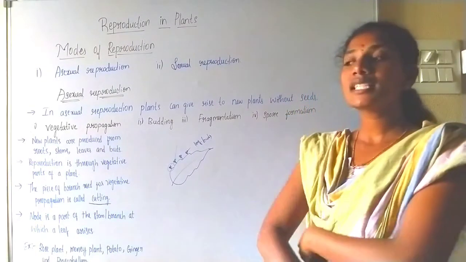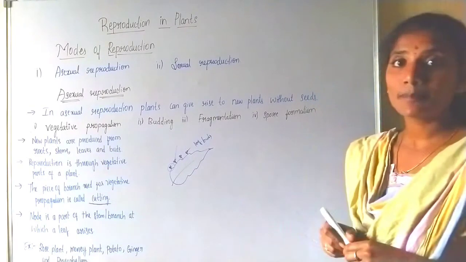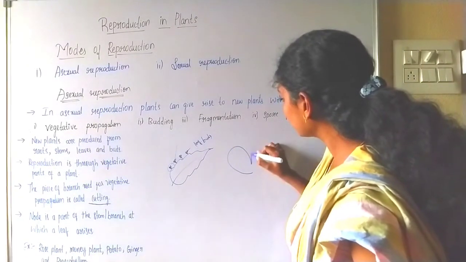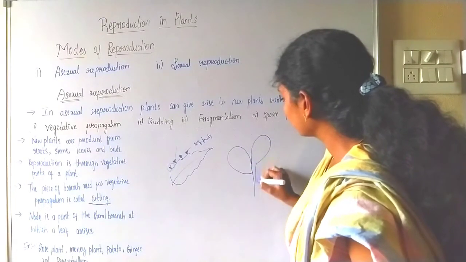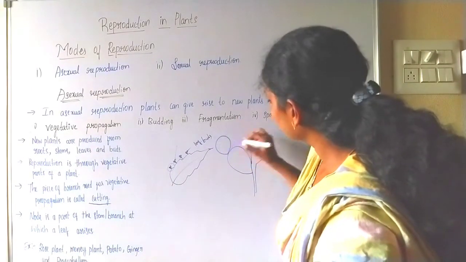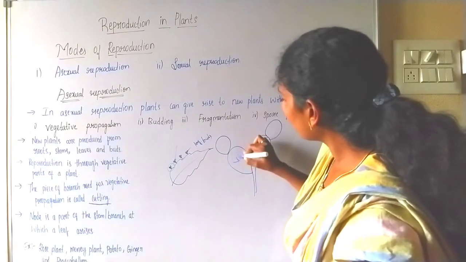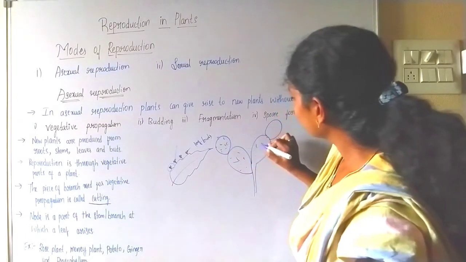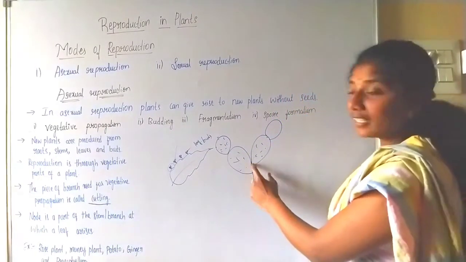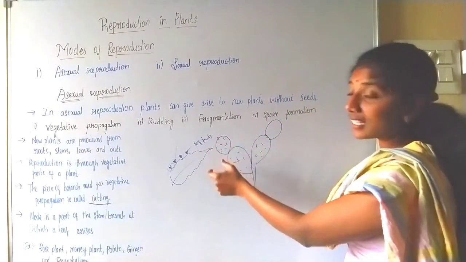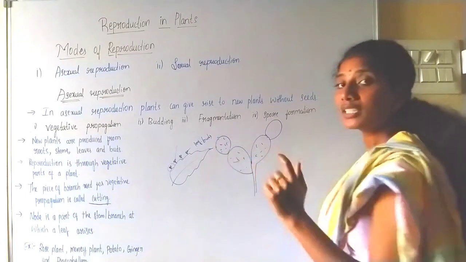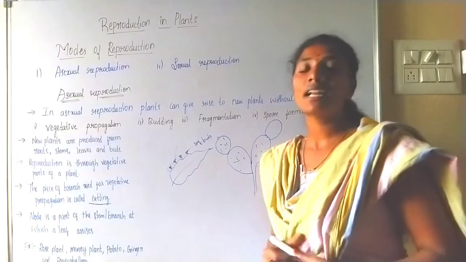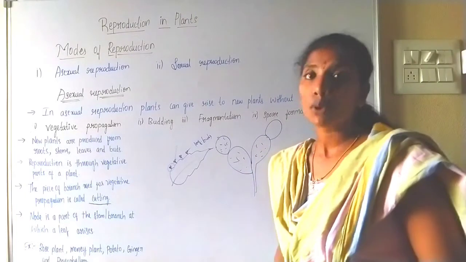Then you can also see plants such as the cactus plant. When you see the cactus plant, it will be like this, where the entire plant has spines over it. When a part of the plant detaches from the main plant, each part will turn into a new plant. Like this, there are different plants in which we can see vegetative propagation.